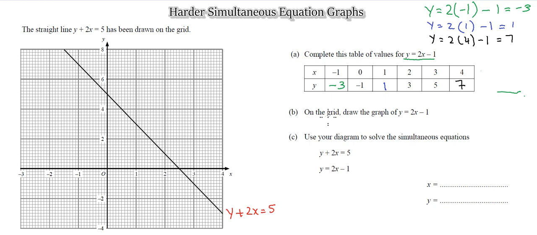Now part B, on the grid, draw the graph for y equals 2x minus 1. So now on this grid, we are plotting all the points for this table and then joining the plots up. So let's have a look at that. So when x is minus 1, y is minus 3. So on the x-axis, x is minus 1, y is minus 3. So that would be somewhere around here. So it's going up in 2s. 2, 4, 6, 8. That's where it's going to be.